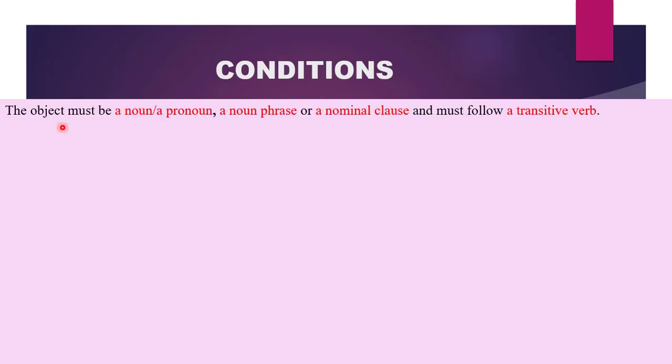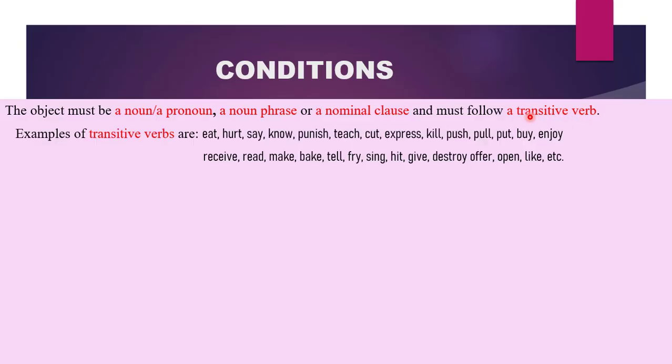Let us look at the conditions which we should take note of if we want to be able to identify objects in a sentence. The first condition is that the object must be a noun, a pronoun, a noun phrase, or a nominal clause. That is the first condition. And it must follow a transitive verb. If an element is functioning as an object, then it must follow a transitive verb. What are these transitive verbs? These transitive verbs are mostly action words, and they require nouns, pronouns, noun phrases, or nominal clauses to complete their sense.